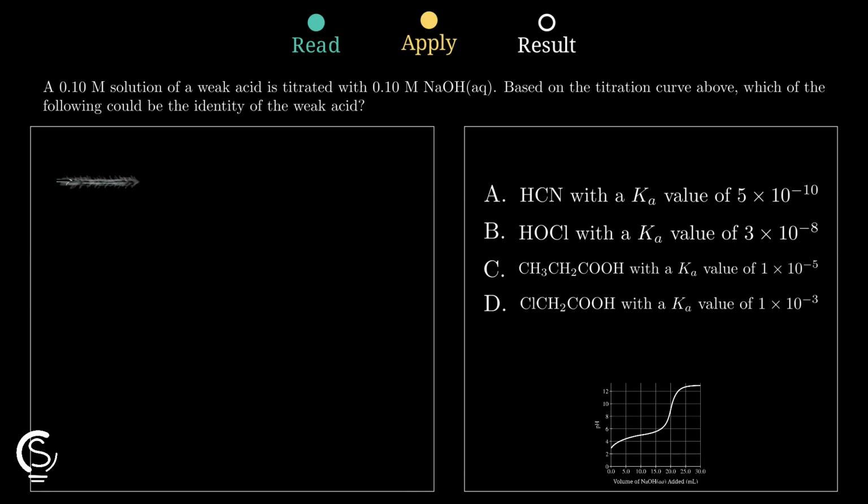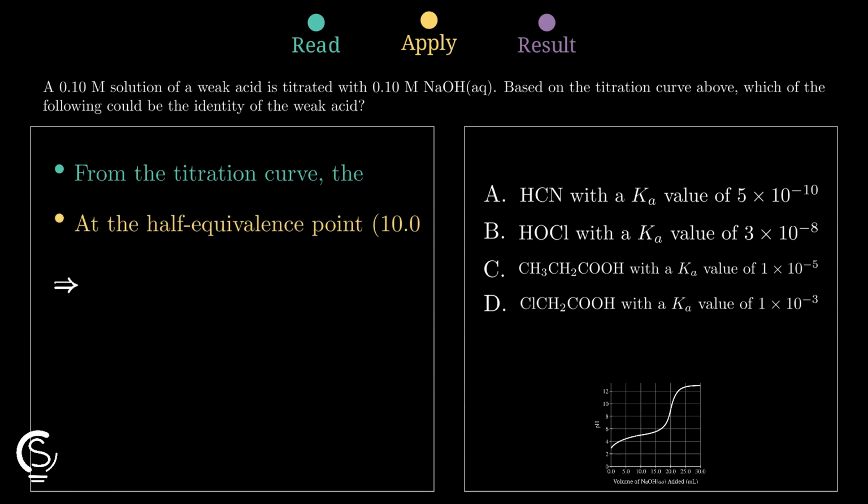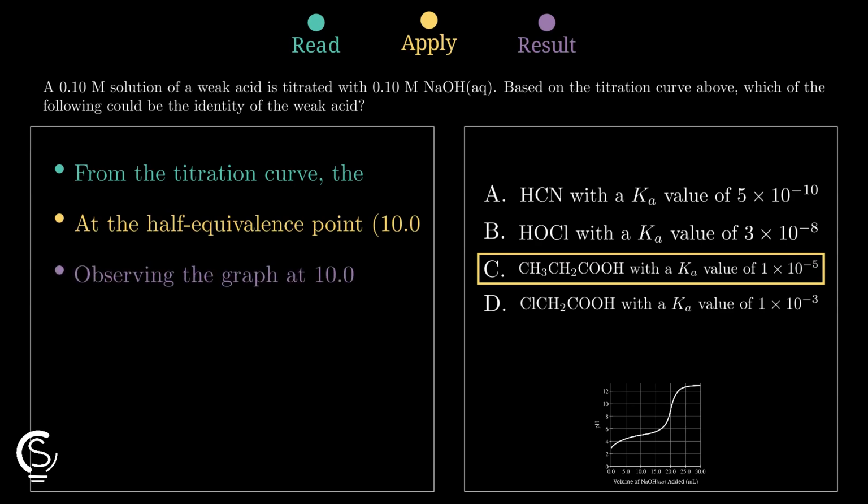Now, we find the half-equivalence point at 10 milliliters. At this specific volume, the pH of the solution is equal to the pKa of the weak acid we are trying to identify. At 10 milliliters, the pH is 5. Since the pKa is 5, the Ka value must be 10 to the power of negative 5.